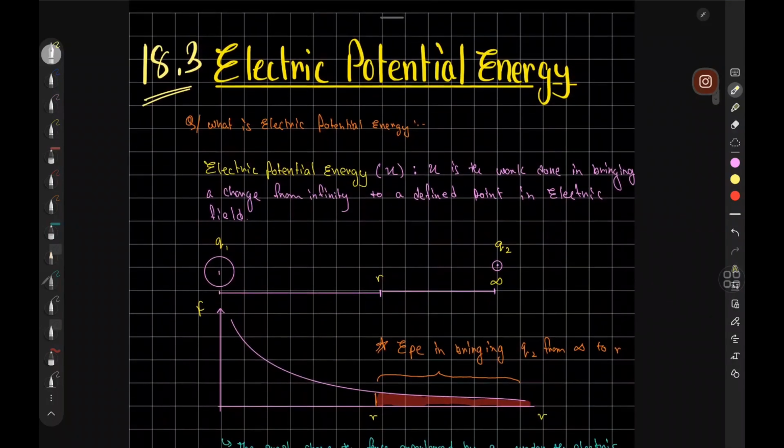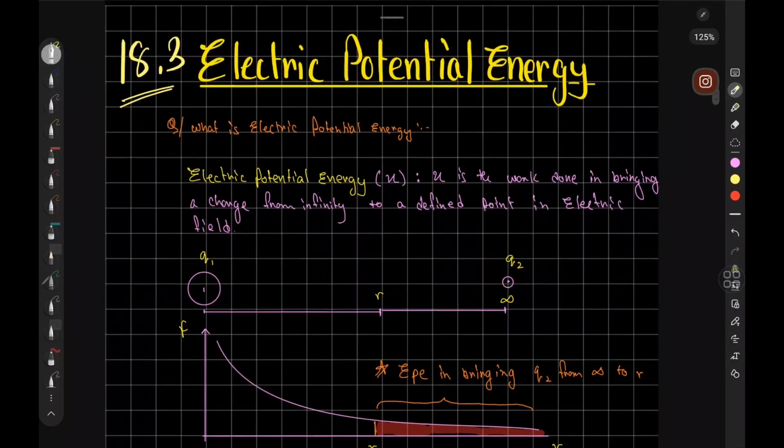So yeah, I'll step by step go through what is electric potential energy, why is it ever negative, why is it ever positive, how do we decide the sign of the electric potential energy? And yeah, let's start off with the definition of electric potential energy. We denote it as U. Alright, so electric potential energy is the work done in bringing a charge from infinity to a defined point in an electric field. Okay, what does that mean?